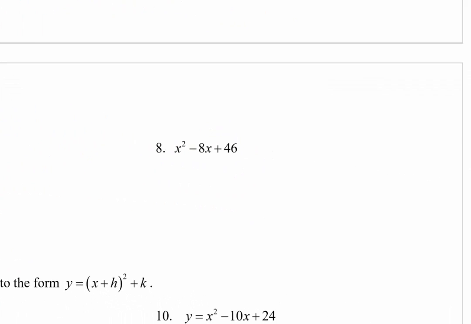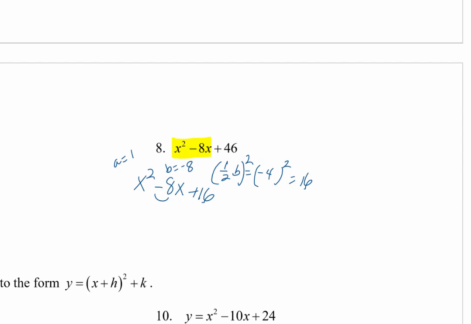Number 8. X squared minus 8x plus 46. We're going to look at the first 2 terms. X squared minus 8x. A is 1. Okay. So b is negative 8. Take half of b. Half of b is negative 4. And then square, which is 16. So plus 16. So now we used up 16 of the units from the 46. So that means we have another 30 left over.